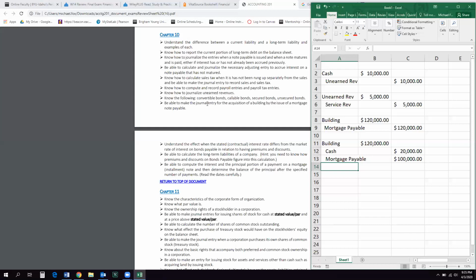Finally, be able to compute the interest and the principal portion of a payment on a mortgage installment loan. Determine the balance of principal after a specified number of payments. Again, it says read the dates carefully.